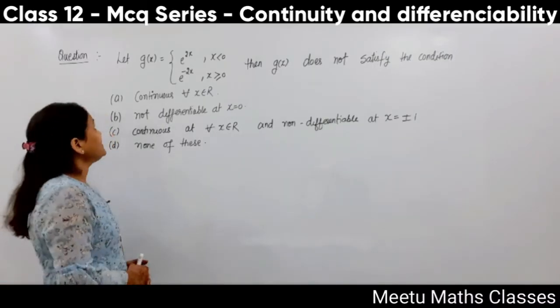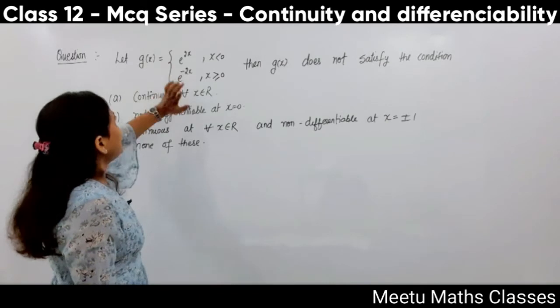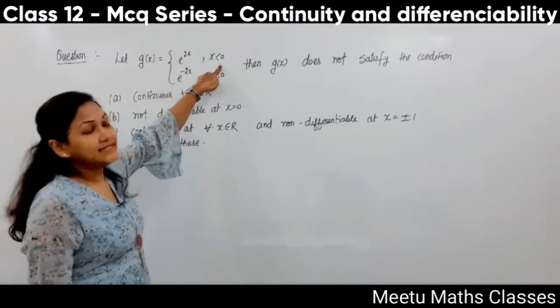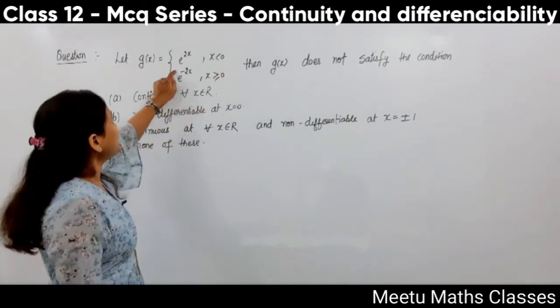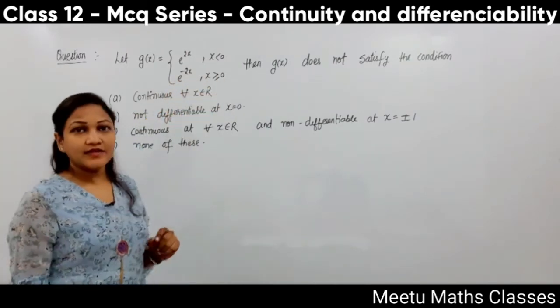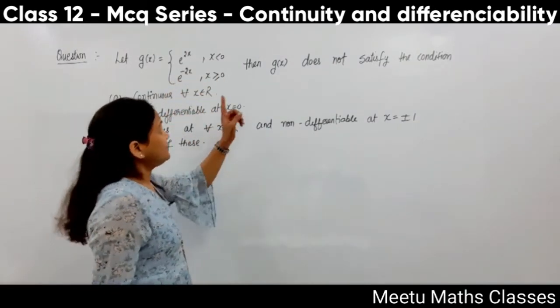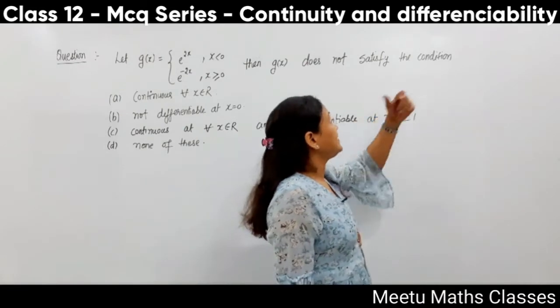Your next question is, let g(x) be defined as e raised to power 2x when x is less than 0, e raised to power minus 2x when x is greater than or equal to 0. Then g(x) does not satisfy the condition.